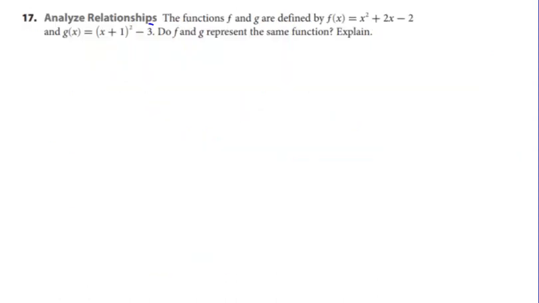Which is 17, we have analyzed relationships. The functions f and g are defined by f of x equals x squared plus 2x minus 2 and g of x equals quantity x plus 1 squared minus 3. Do f and g represent the same function? Explain. Well, one thing we can do is take this f of x written in standard form and complete the square to see if we get effectively what g of x is. And I had a student yesterday, Steve, in class who did that.